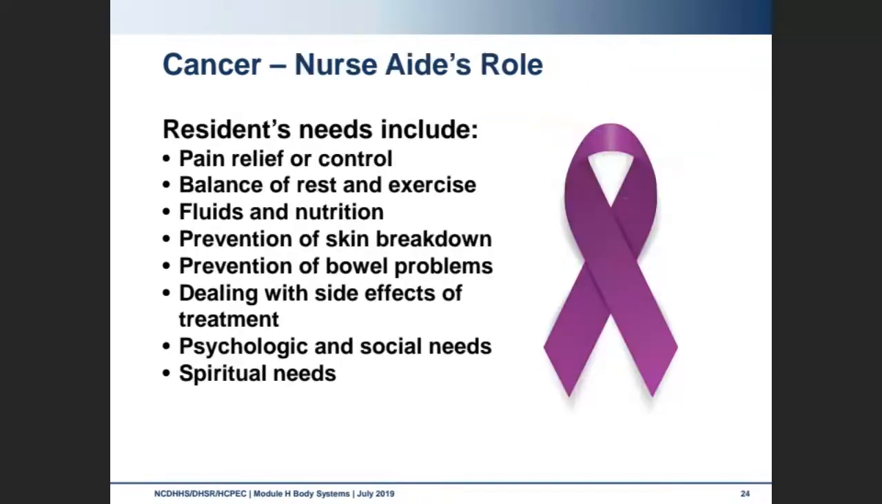Overall, in our role in caring for residents with cancer, we need to understand that these residents' needs are going to include pain relief or control, rest and exercise, adequate fluids and nutrition, and prevention of skin breakdown, which is a real big one. Also, another one is preventing bowel problems, right? Whether it be diarrhea, constipation, dealing with the side effects of treatment, and the psychological, social, and spiritual needs as well.